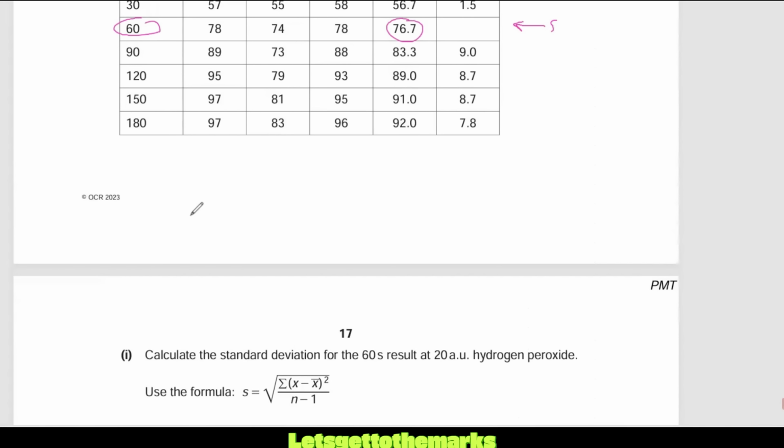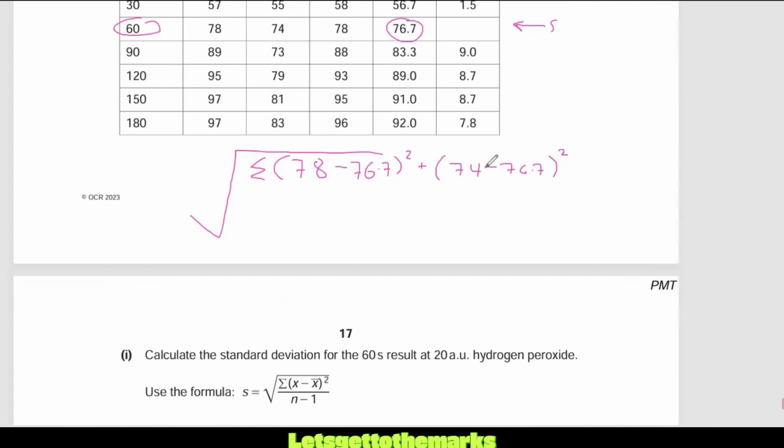So we need to set this out like this: square root, and we need to do the sum of x minus the mean. So we're going to take the first result, which is 78 minus 76.7. I want to square that, and then because we're doing the sum, I want to add these all together, obviously. I want to do 74 minus 76.7. You might say, why do you square it and then square root it? Aren't you cancelling it out?